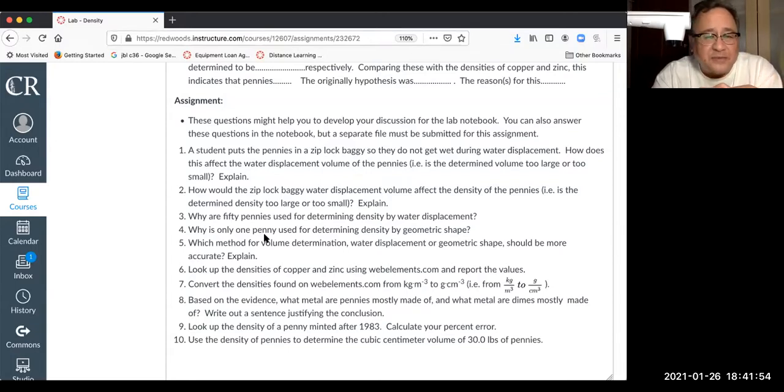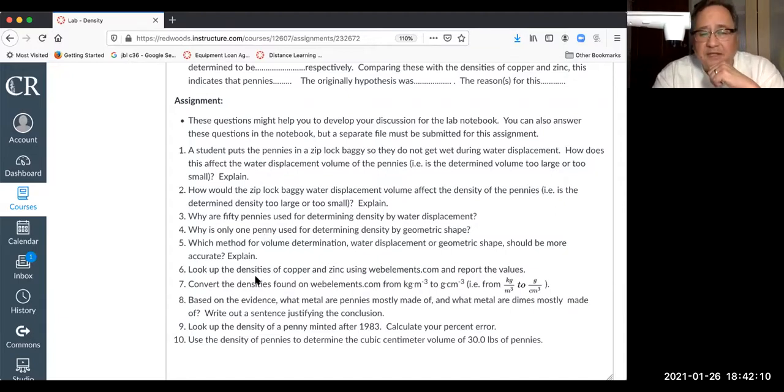Which method do we expect to be more accurate and why? Those are things for you to think about. I'm not going to give you the answer here and now. I want you to think about those things.